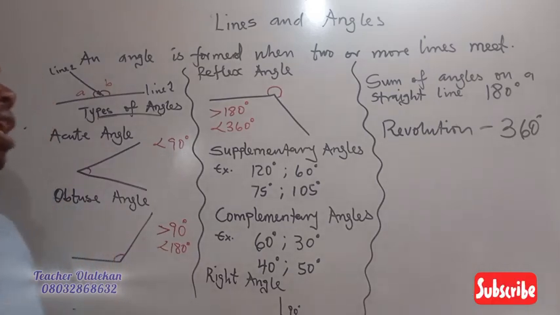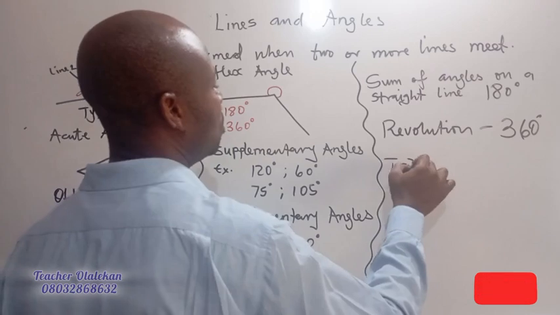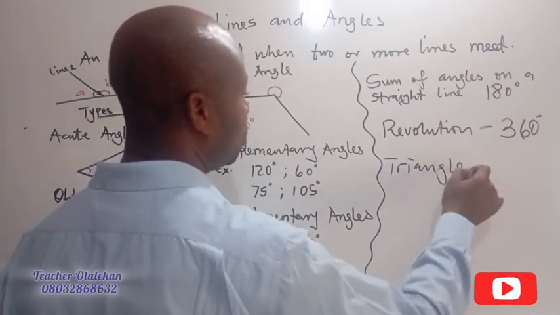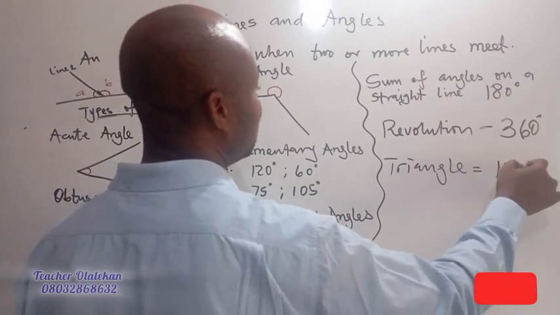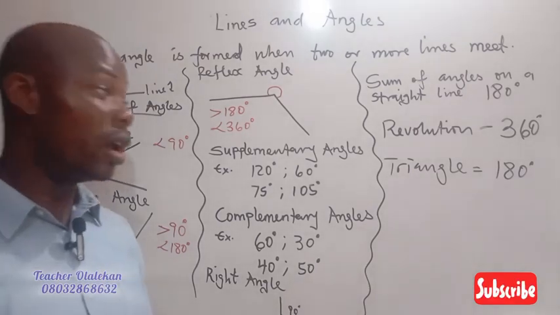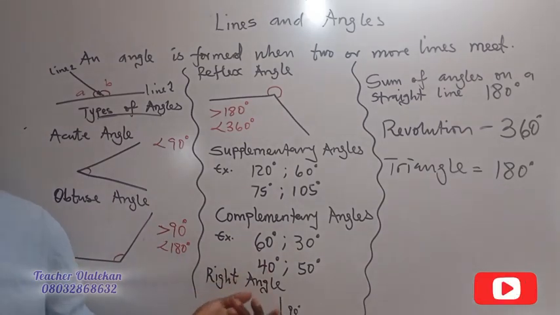And let's look at the sum of angles in a triangle. The sum of angles in a triangle is equal to 180 degrees. So now, having known all this, are we there?